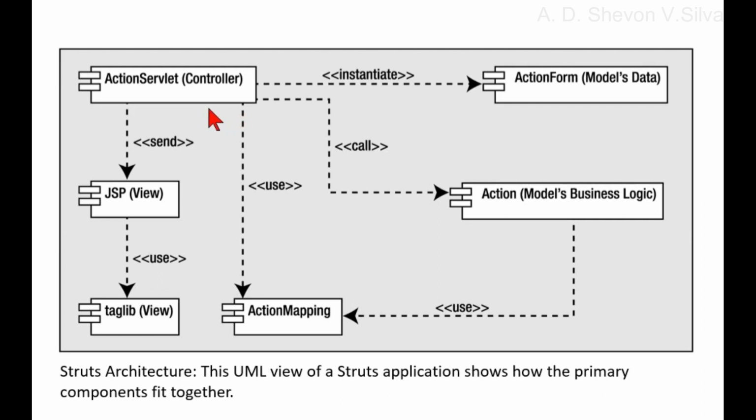Here the action servlet controller is connected to the action form model data via instantiate. Here the action servlet controller is connected to the action model business logic via call, and here the action model business logic is connected to action mapping via use, and here the action servlet controller is connected to action mapping via use, and the action servlet controller is connected to the JSP view via send, and the JSP view is connected to the taglib view via use.